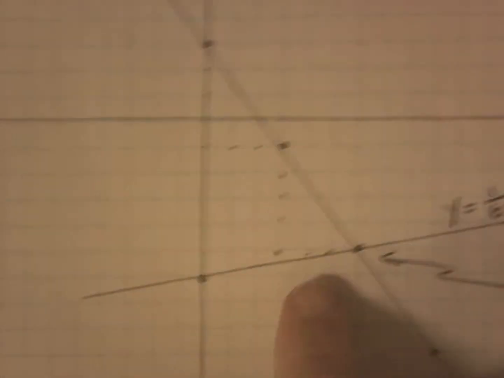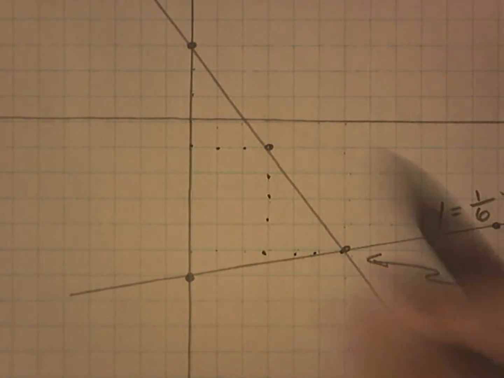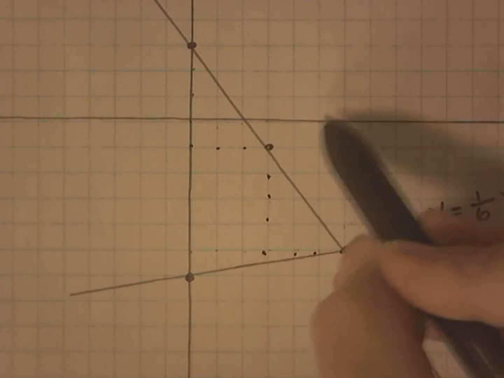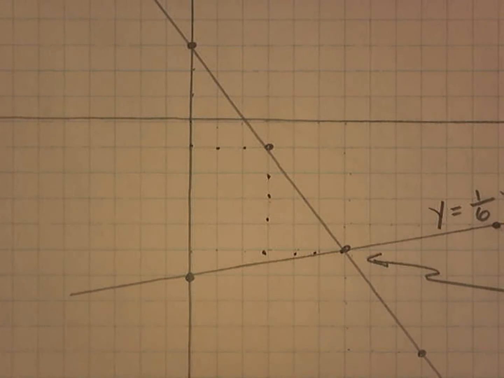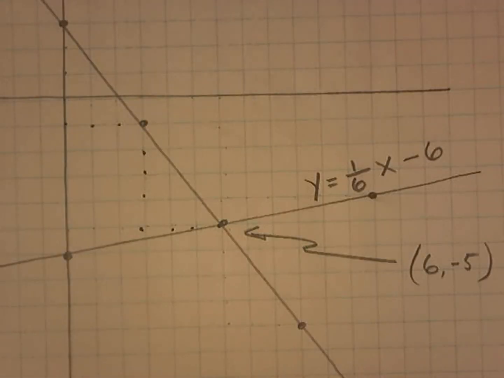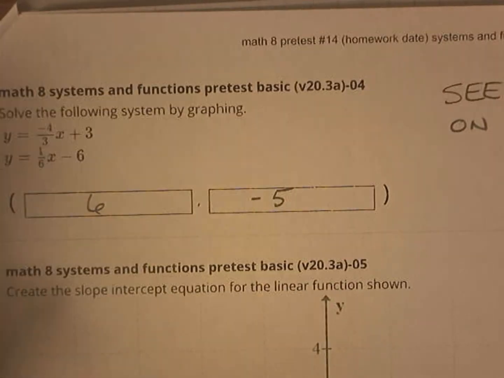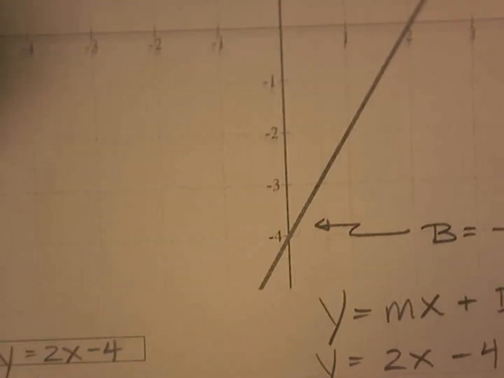And here's where they cross. And where is that point? That point is at 6, negative 5. So 6, negative 5.